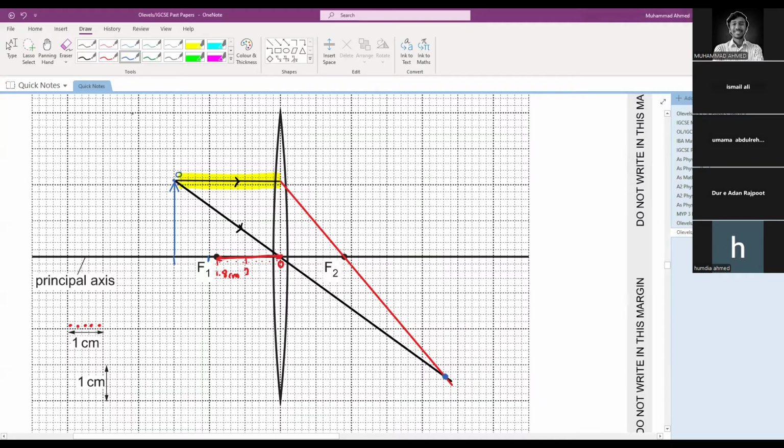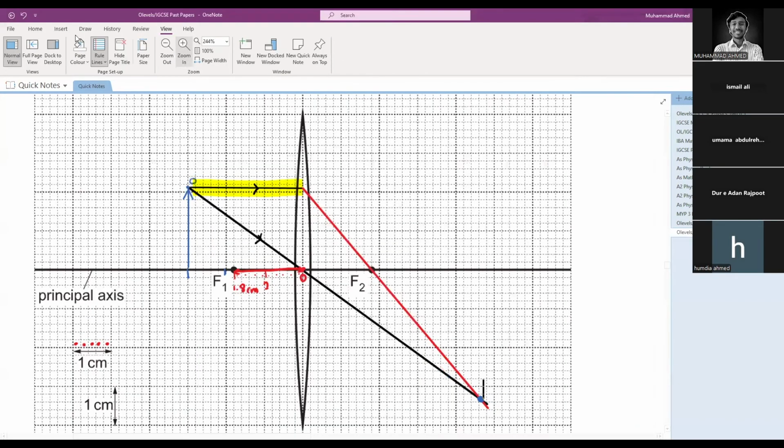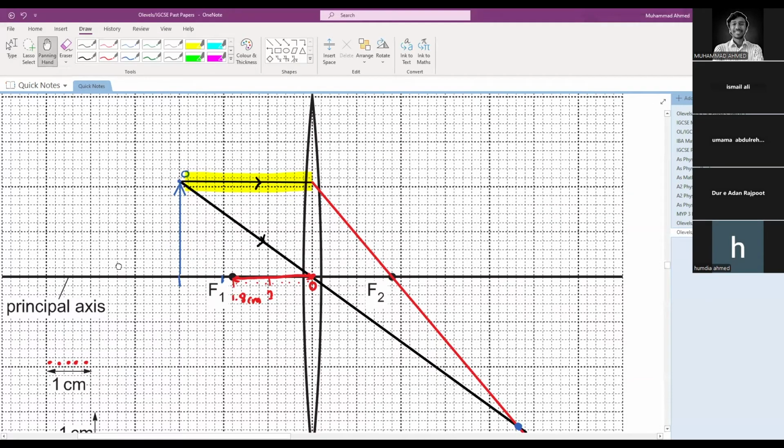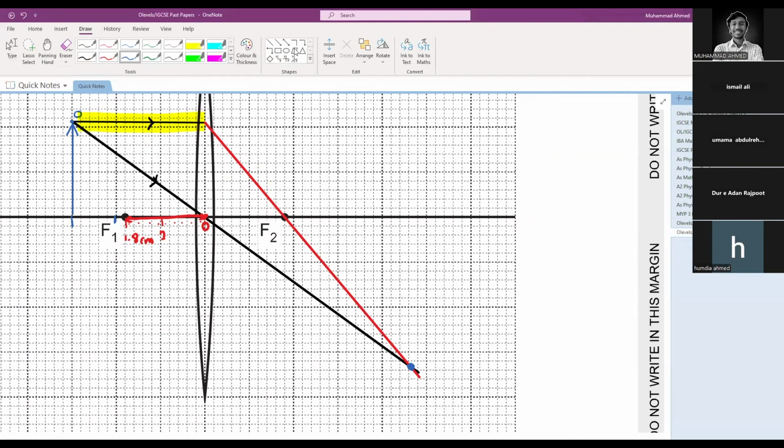So let's draw an arrow as well, bhai. Let's draw an arrow for the image as well. Let me zoom in so that you guys have a crystal clear idea of what I am doing. This will be your image. Oh, why is my arrow inverted? I think I should draw it from here. Yep. This is your image.